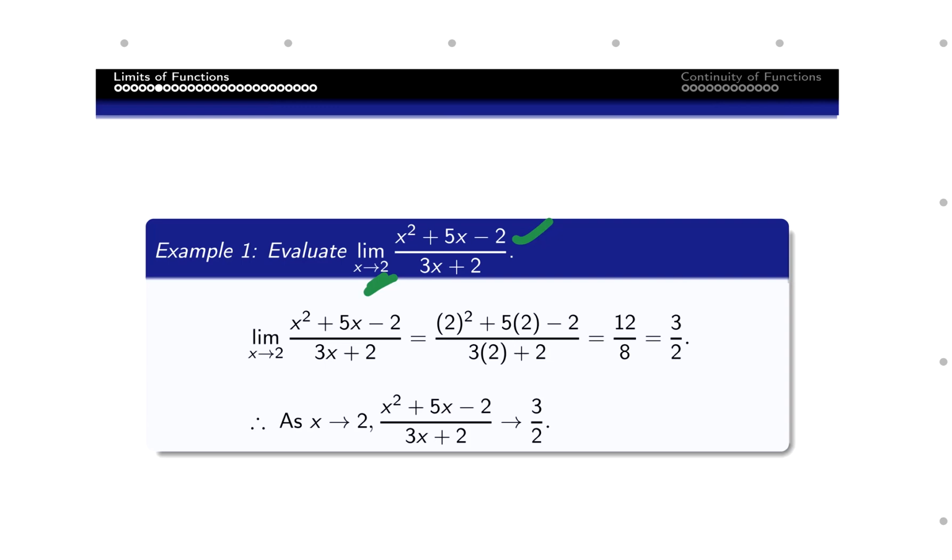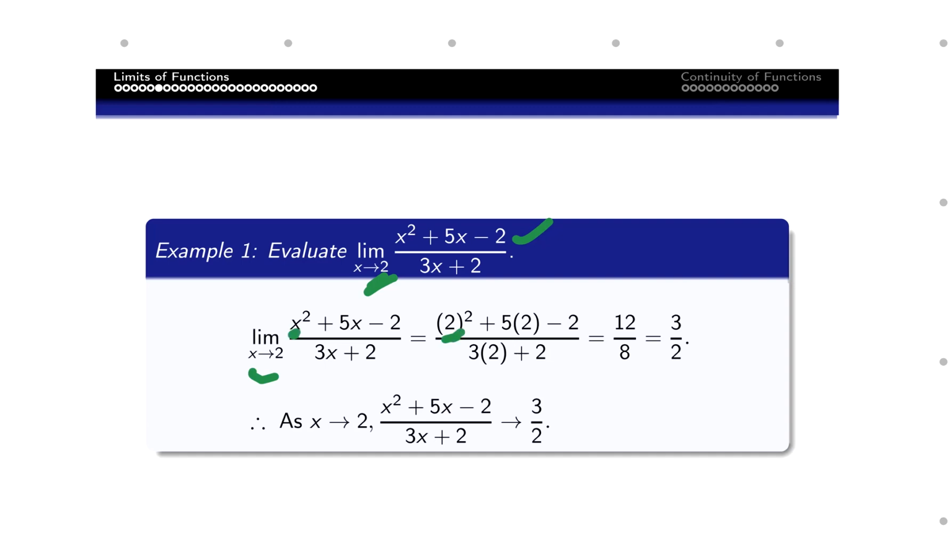this class. Okay, so you have the limit of x squared plus 5x minus 2 divided by 3x plus 2 as x approaches 2. So first thing, substitute the value of 2. That's the first thing you should do. So x squared means you have 2 squared. 5x means you have 5 times 2, minus 2, divided by 3x plus 2.